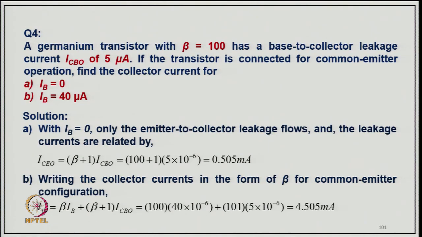It comes to 0.793. Now, coming to example 4: a germanium transistor with beta equal to 100 has a base to collector leakage current ICBO of 5 microampere. If the transistor is connected in common emitter configuration, find the collector current for IB equal to 0 and IB equal to 40 microampere. Coming to part A, with IB 0, only the emitter collector leakage current flows, and the leakage currents are related: ICEO equals (beta plus 1) ICBO. Putting in the values it comes to 0.505 milliampere. Writing the collector current in the form of beta, IC equals beta IB plus (beta plus 1) ICBO, and putting in the values it comes to 4.505 milliampere.